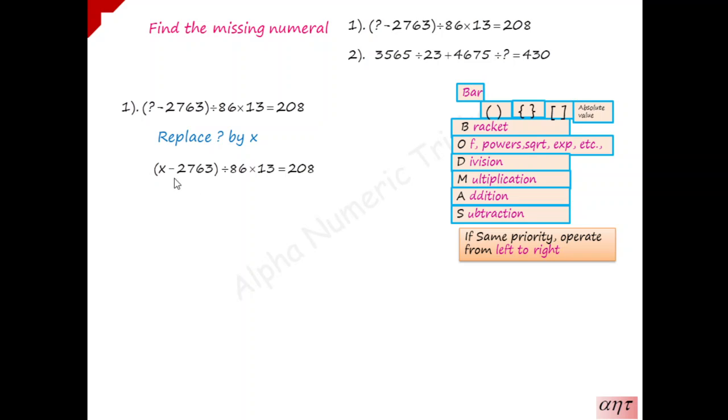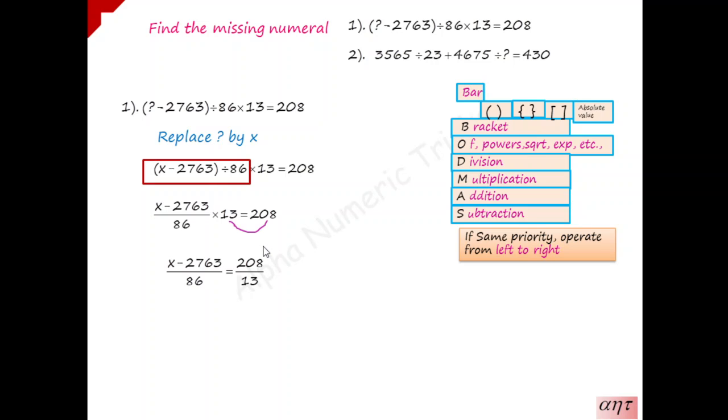So x minus 2763 is divided by 86. You operate this expression first and then go for the next level. So you have (x minus 2763) divided by 86 into 13 is equal to 208. Now to get the value of x, you take this 13 to the right hand side. Because it is multiplication, when you take 13 to the right hand side, it becomes division. So it is divided by 13.